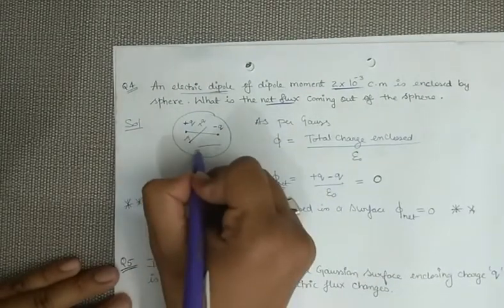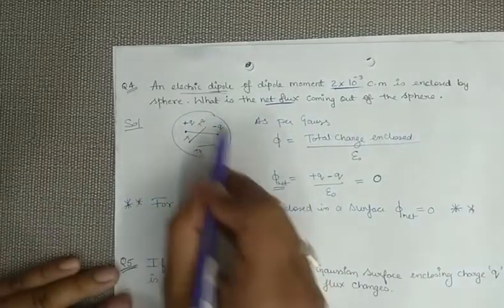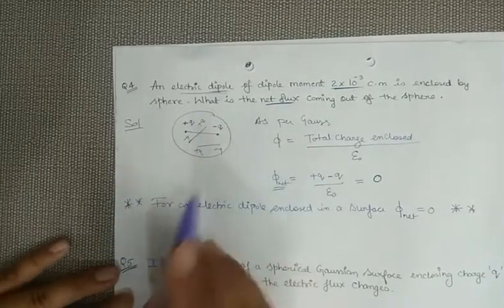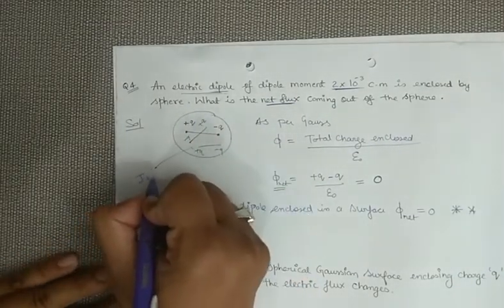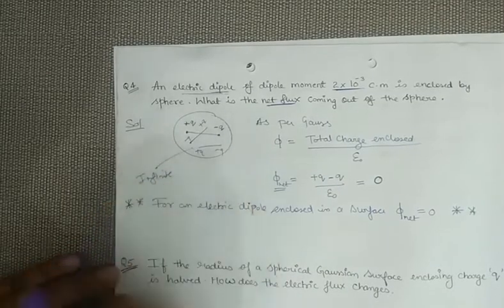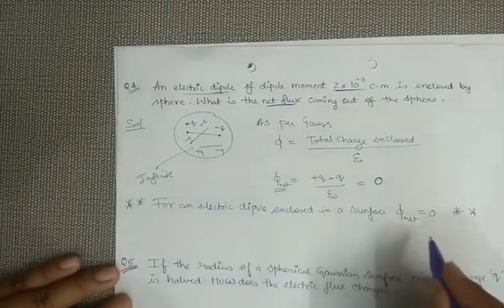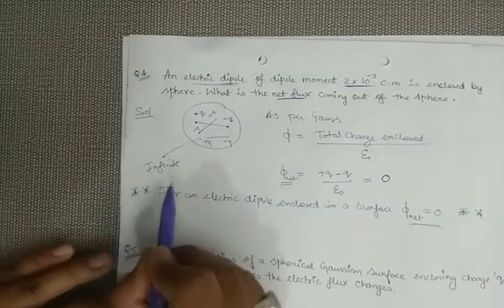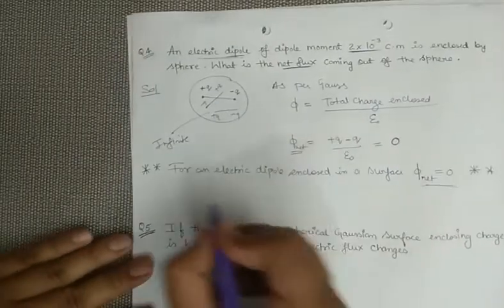I take here one more dipole, plus q, minus q. So I can take as many dipoles as I want. If I consider infinite dipoles also, in that case also the net flux will be zero, because see what is happening.